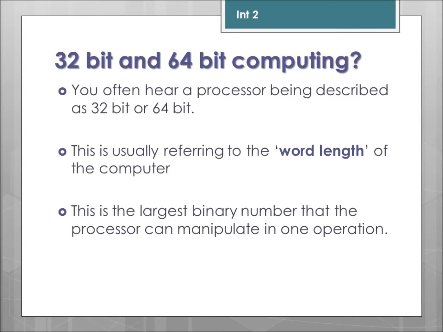If you ever hear a computer referred to as a 32-bit computer or a 64-bit computer, this is usually referring to what's known as the word length. The word length is the largest binary number that the processor can deal with in a single operation. Most machines these days all have 64-bit processors coupled with a 64-bit operating system. That means it can use more memory. Technically, it can deal with bigger numbers in a single operation, which usually means it should be a more efficient machine.